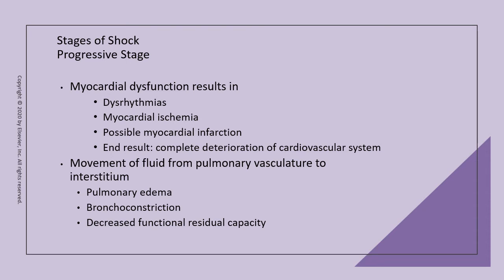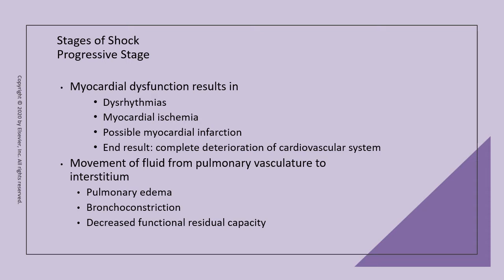The cardiovascular system is profoundly affected in the progressive stage of shock. Cardiac output begins to fall, resulting in decreased blood pressure and decreased coronary artery perfusion. Altered capillary permeability allows fluid and protein to leak out of the vascular space into the surrounding interstitial space. In addition to the decrease in circulating volume, there is an increase in systemic interstitial edema. The patient may have anasarca, which is profound edema.